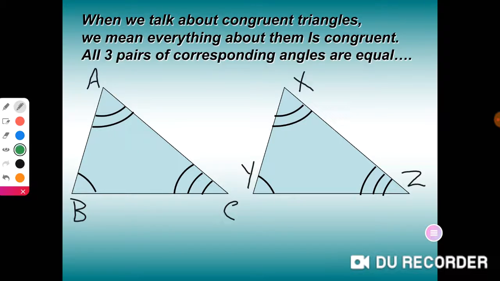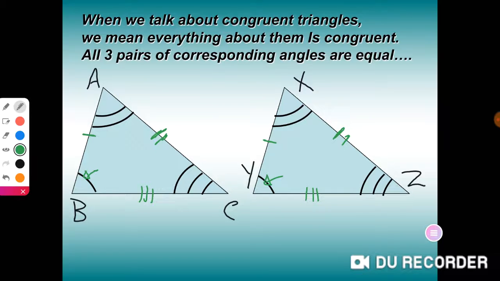And I will add these pieces of information that this side, which is AB, is congruent to XY, and AC is congruent to XZ, and BC is congruent to YZ. By the way, the meaning of congruent sides is that they have the same length. And by congruent angles we mean that these angles have the same measure.